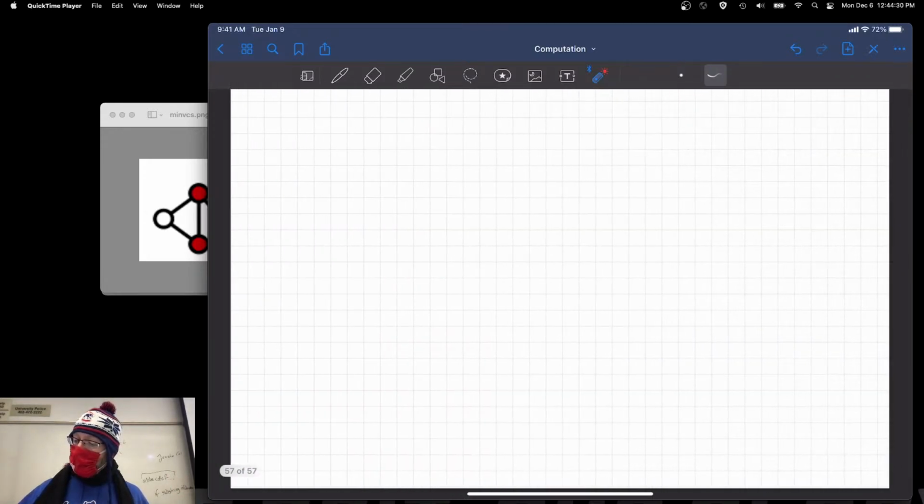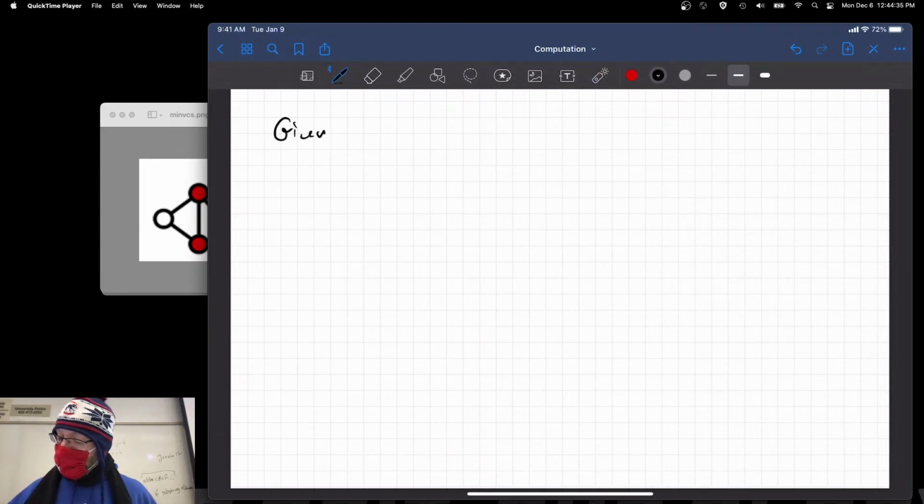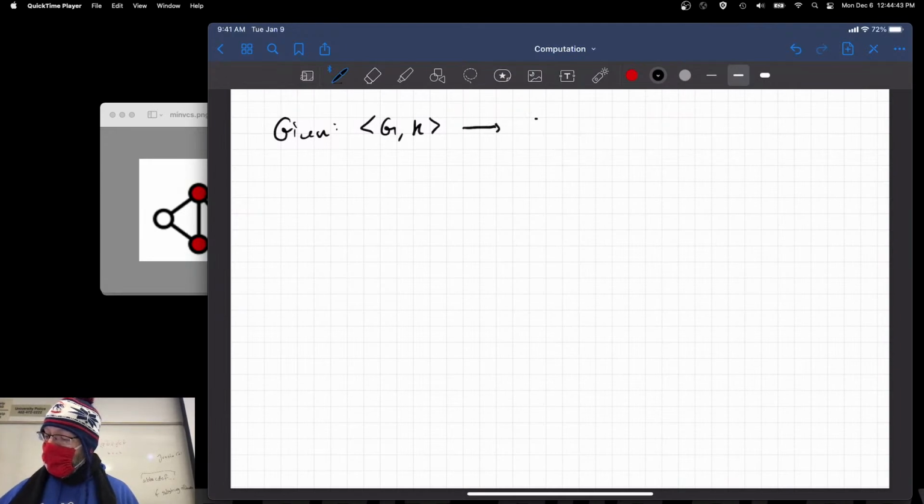Okay? So here's the actual reduction. Given G and k, and remember I'm going to group those two things together, I am going to map that to a different graph, but very similar, G overline. What is that, by the way? G bar. That's the complement graph, right? And n minus k. There's my mapping.